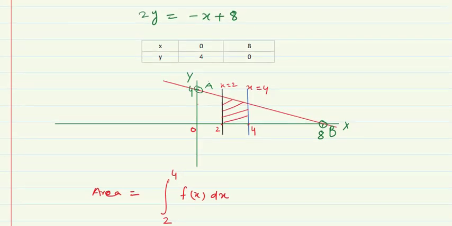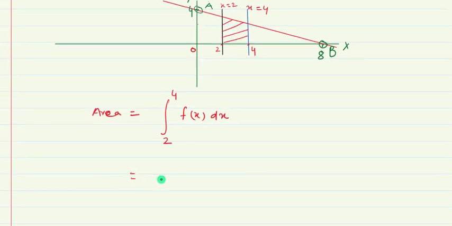Now what is f(x) over here? As I told you, f(x) means we need to take the function in terms of x. So from here, if we calculate the value in terms of x, then it will be clearly y is equal to (minus x plus 8) upon 2. So let me use this value over here in place of f(x), and it can be further written as the integral from 2 to 4 of (minus x plus 8) upon 2. 1 upon 2 is constant, taking outside, and dx.